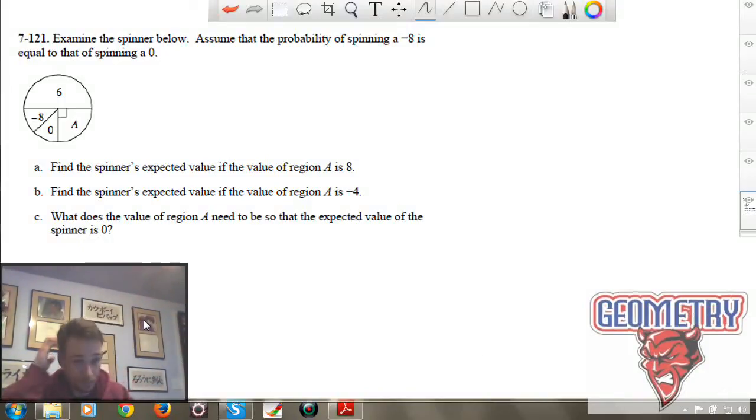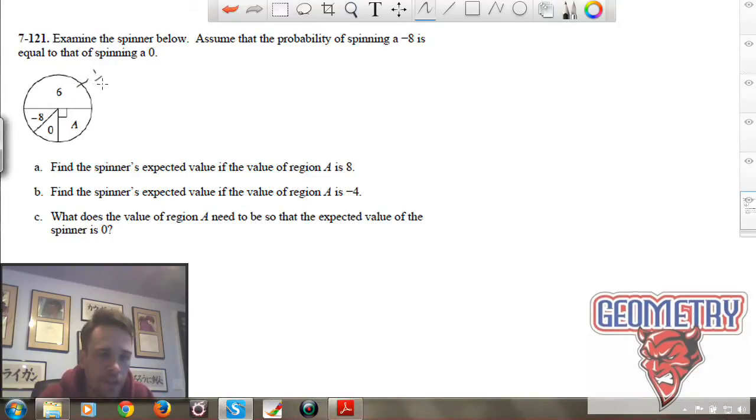We've got homework unit 7, number 121. Examine the spinner, and the probability of spinning a -8 is the same as 0. So the probability of 6 here is 1/2, the probability of landing in section A is 1/4, and these are each a 1/8 chance, or 1/8 probability, of landing there. Find the spinner's expected value if the value of region A is 8.